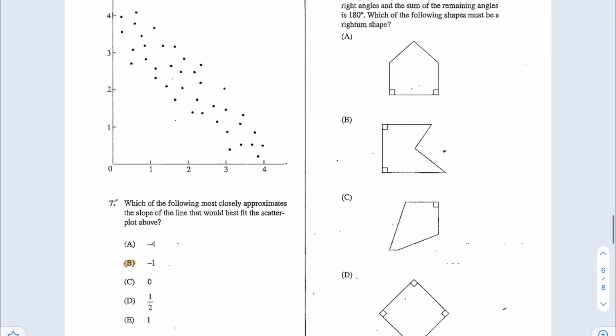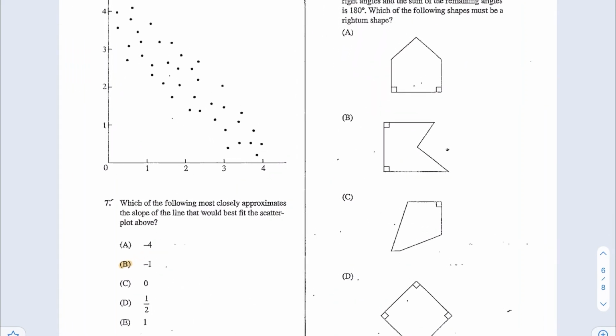All right, next for question number 7. Which of the following most closely approximates the slope of the line that would best fit the scatter plot? So the line of best fit will cut through about half of these points. So it kind of connects this point of 0, 4 to this point down here in 4, 0.